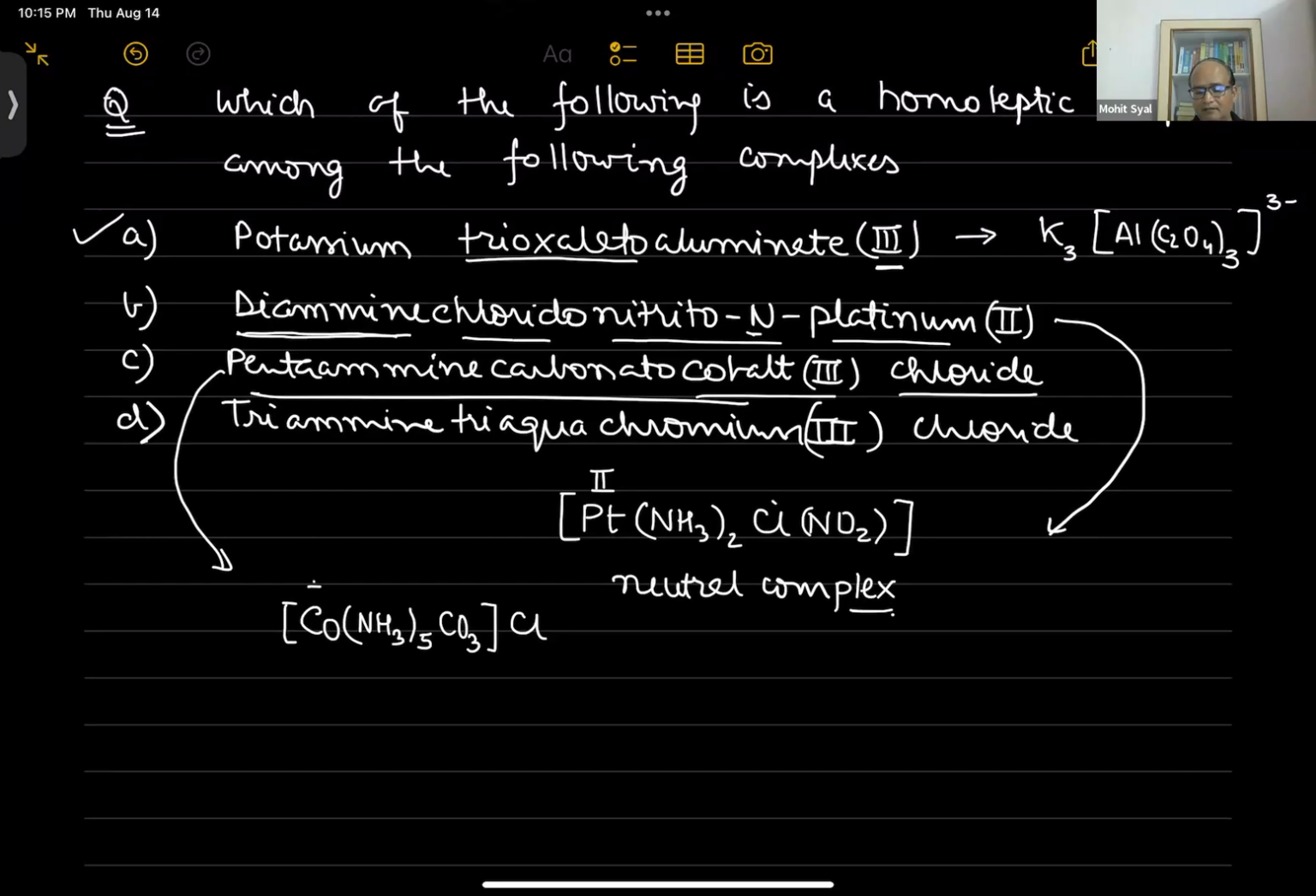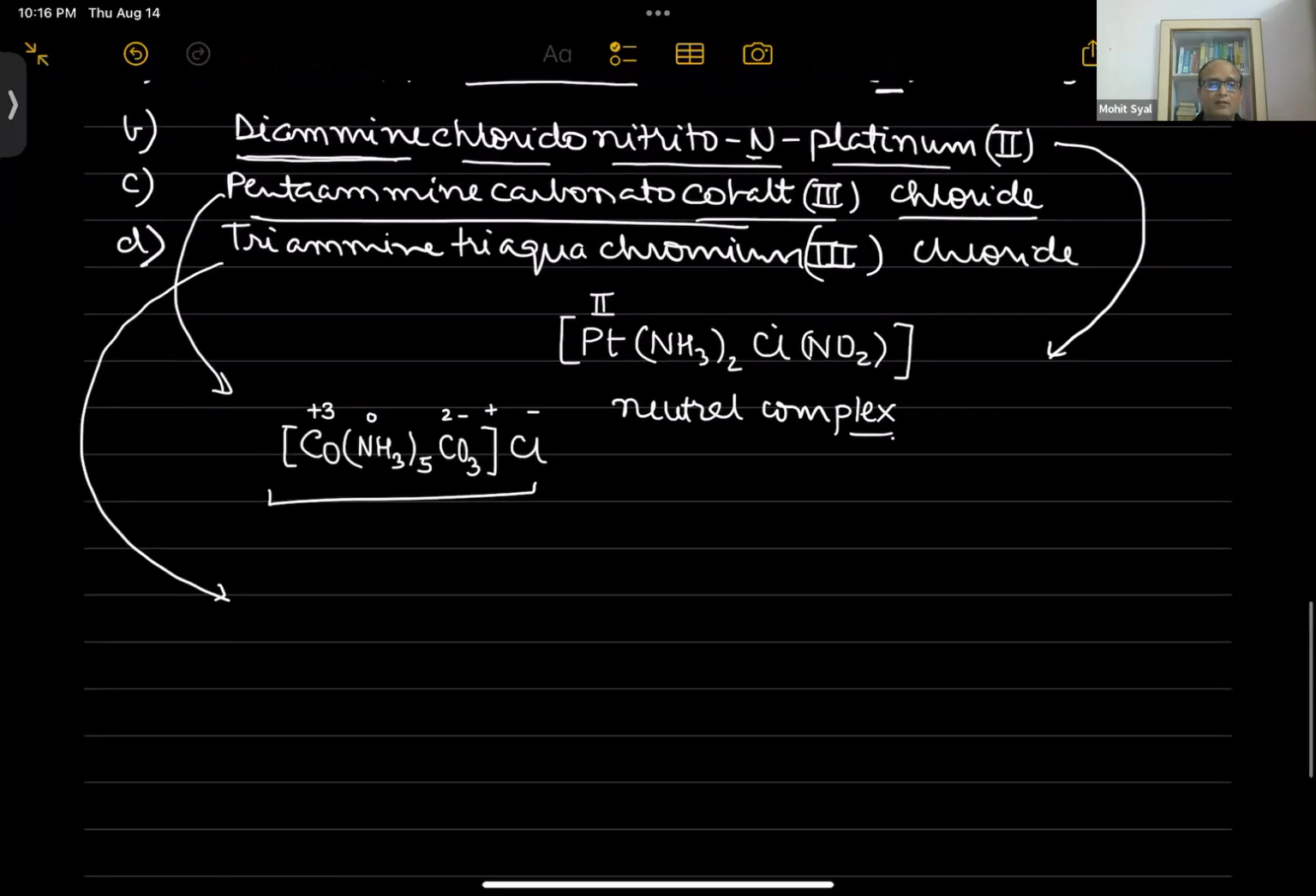Cobalt is +3. This is 0 charge and this is -2. So the charge is going to be +1, and on Cl it is going to be minus. Is it clear? So this is going to be the formula of the complex, and this is going to be a heteroleptic complex, right? This is also simple. Just try it and let me know what is the formula.